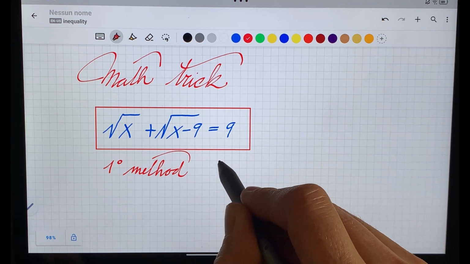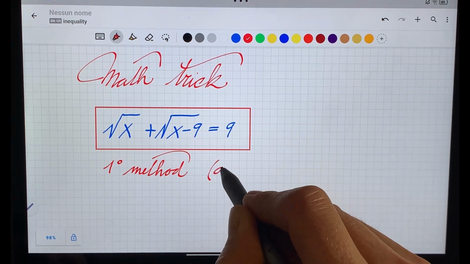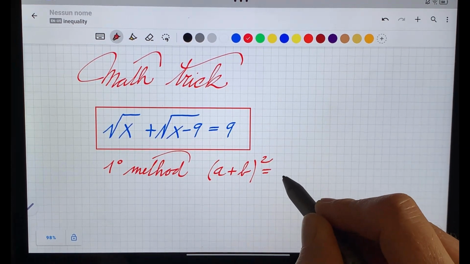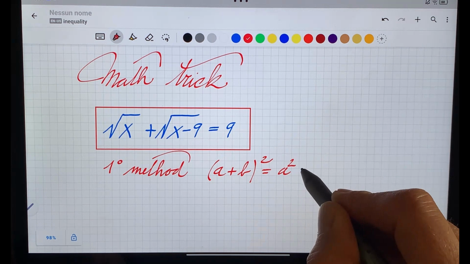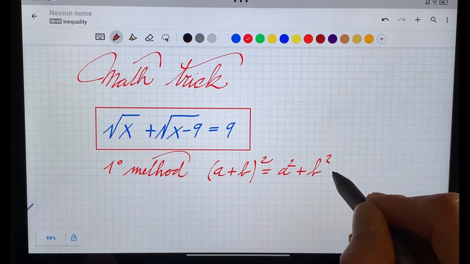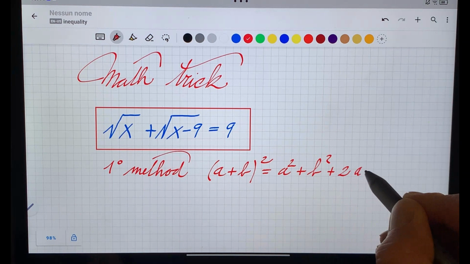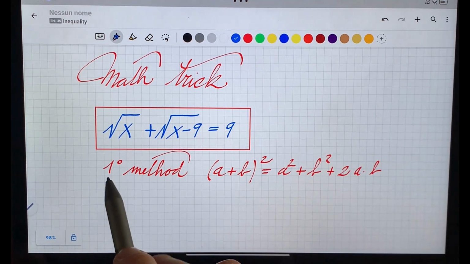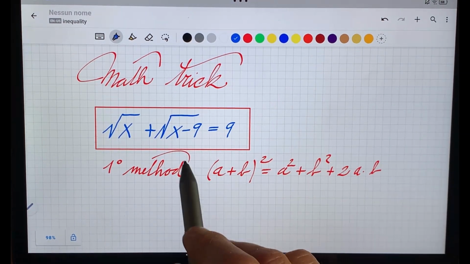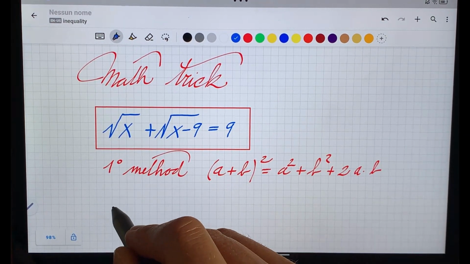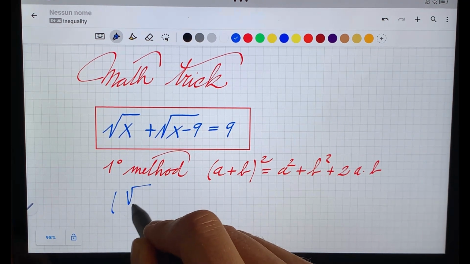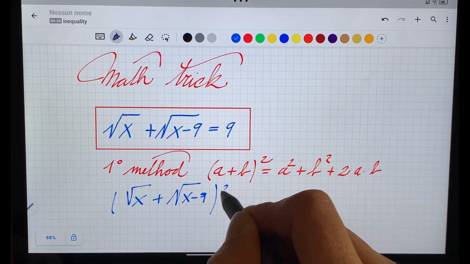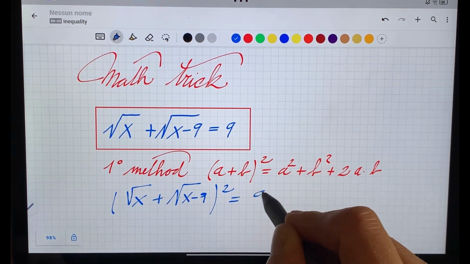we will use the formula: the square of a plus b equals a squared plus b squared plus 2 times a times b. That means we will square the left hand side and we will square the right hand side. That means square of the left side, and square of 9.